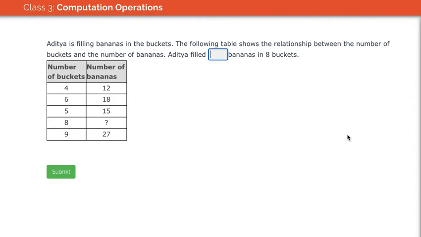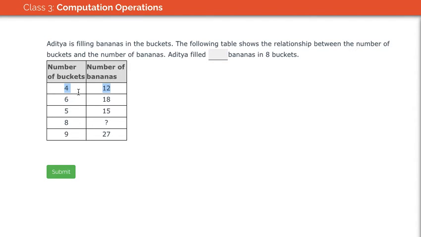Aditya is filling bananas in the bucket. The following table shows the relationship between the number of buckets and the number of bananas Aditya filled. Aditya filled how many bananas in 8 buckets? So, let's see a pattern. 4 and 12, 6 and 18, 5 and 15, 9 and 27. Let's see if we can find any two numbers.